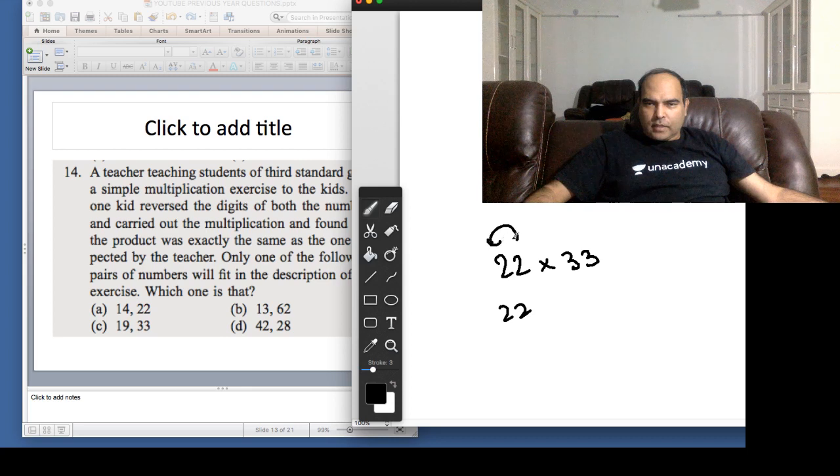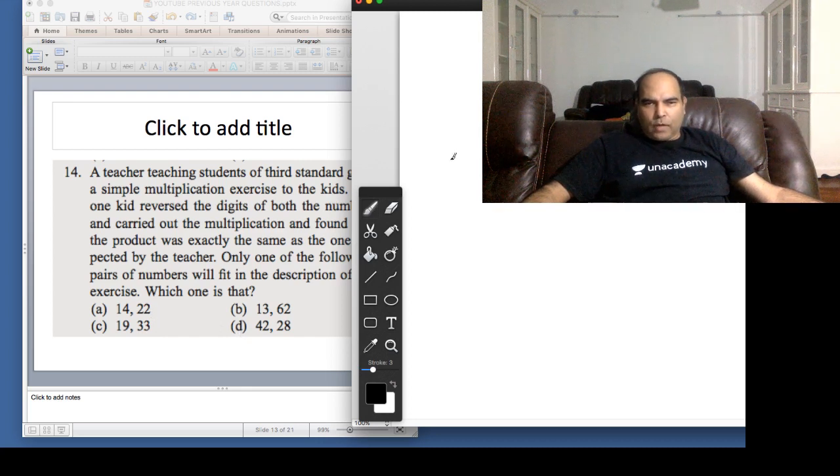So 22 into 33 reversed will give you 22 into 33. You reverse these digits, it becomes 22; you reverse these digits, it becomes 33. But not if only one of the two numbers is reversed. Hence options A and C are both gone in this question, and you're left with B and D.